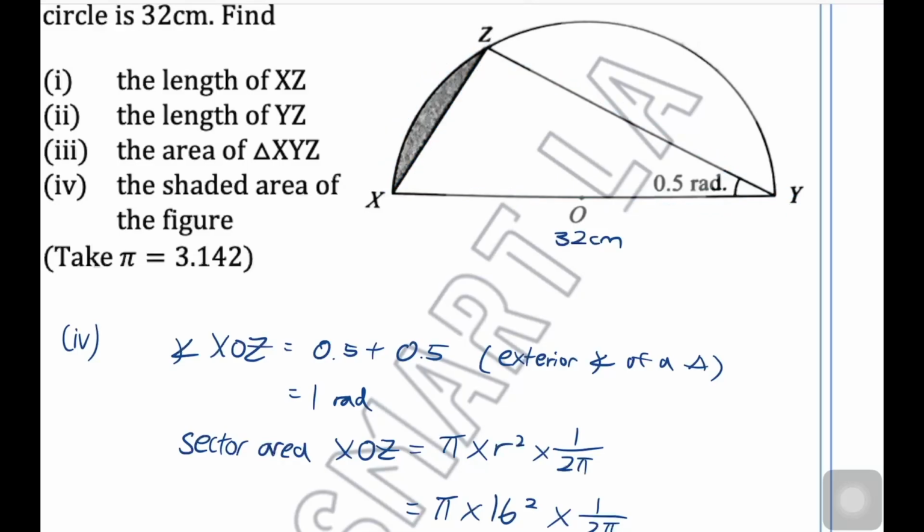Let me redraw. So take this XYZ, right? They'll be like, oh, this is a sector, right? So I just find the sector area of this XYZ. Then in red, you have this right angle triangle, right? And then subtract it away. The reason why you can't do this is because XYZ is not a sector. If it's not a sector, you cannot find a sector area.